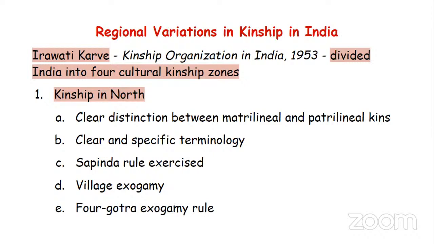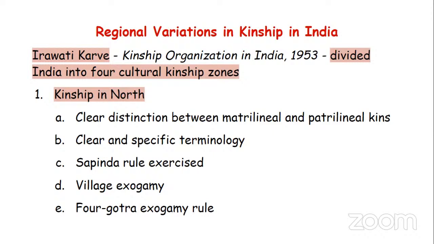Then there was also village exogamy. People were restricted from marrying within the same village. So here we are not saying that Karve was saying that in all villages they follow village exogamy, but she found societies following village exogamy in northern parts. Maybe not in every northern society, but even in some societies she found this practice of village exogamy. That's why she included this in this kinship zone. So village exogamy was also practiced by some societies in northern India.